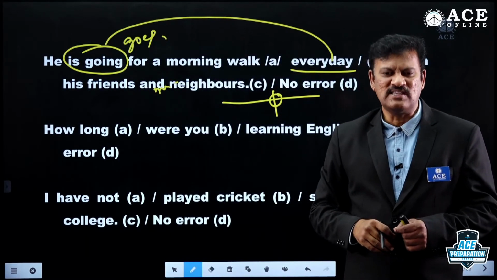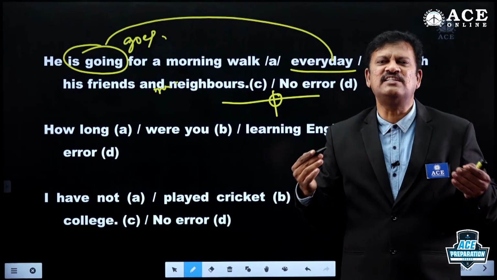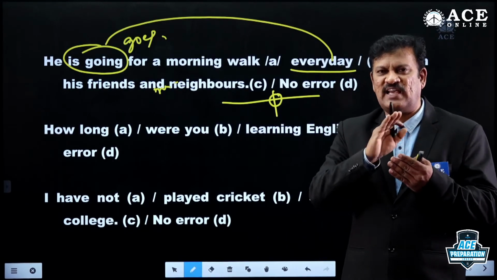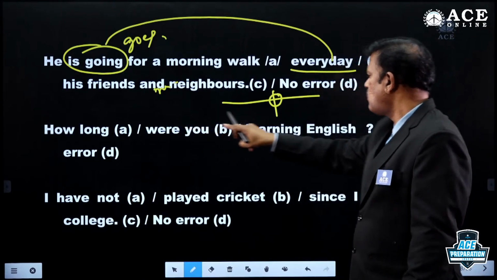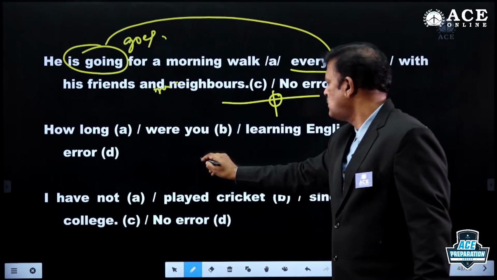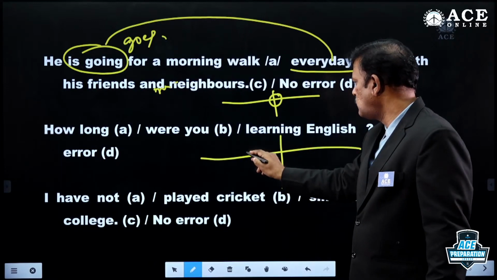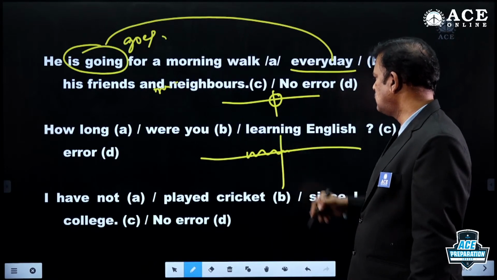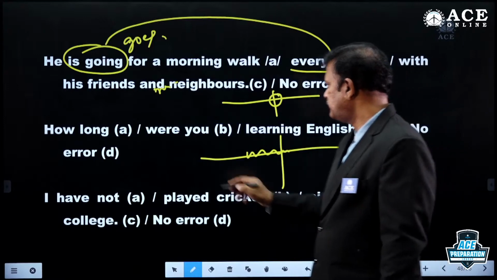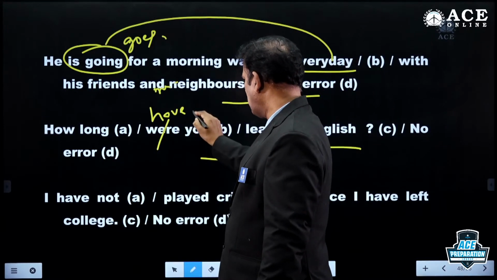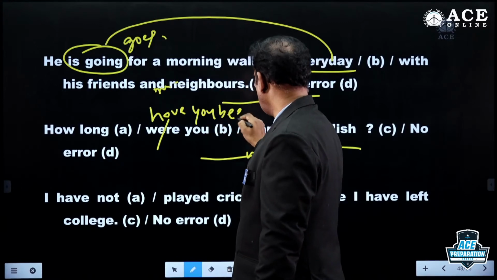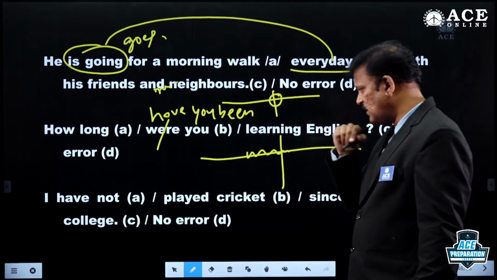How long? Guys, length of the time. In English, length of the time is always expressed with has been ing form, have been ing form, had been ing form. How long were you learning English? The question is like this. How long? Question form. Sorry. Have you been learning English?